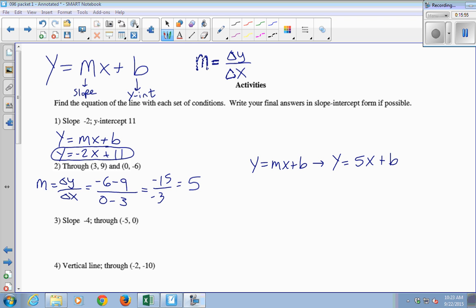So you go over to your equation, you replace the y with the 9, the y-coordinate. Replace the x with the x-coordinate, 3. And you can use either of your points, doesn't matter what point, plus b. And then you solve for the b. So if I subtract 15 from both sides here, I get b is -6. So my final answer is going to be y equals 5x minus 6. Right? I replaced the m with a 5 and the b with a -6.